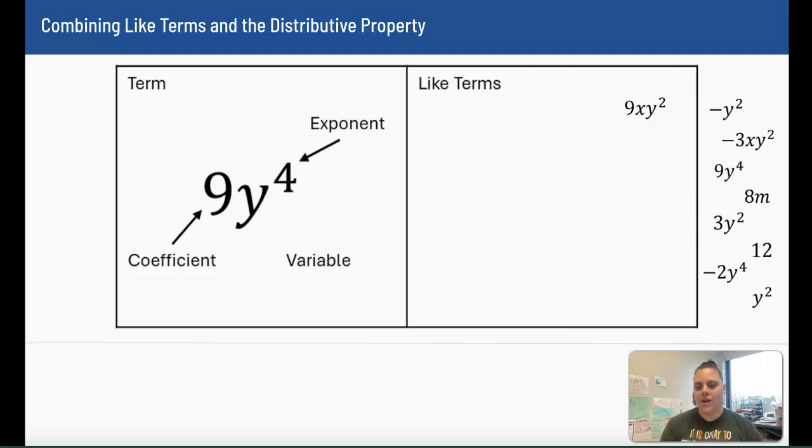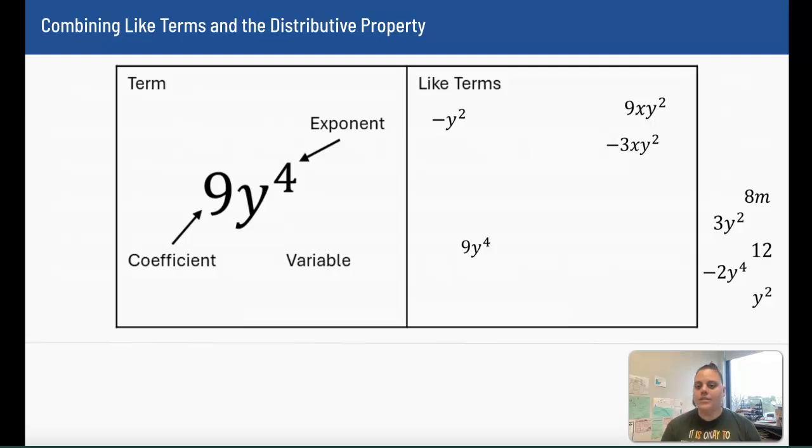Next term is negative y squared. We don't have a y squared term yet. It's kind of similar to the first one, but it doesn't have an x, so it's going to go in its own group. Next, we have negative 3xy squared. Well, that matches the xy squared attached to the 9, so it's going to get grouped with the 9. Then we have 9y to the 4th. We don't have anything that has y to the 4th yet, so it's going to start its own group.